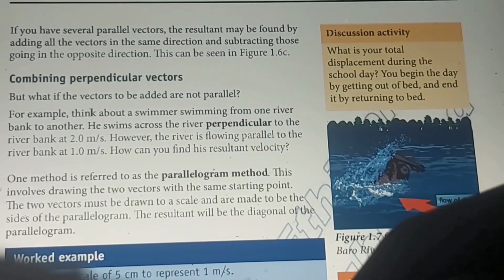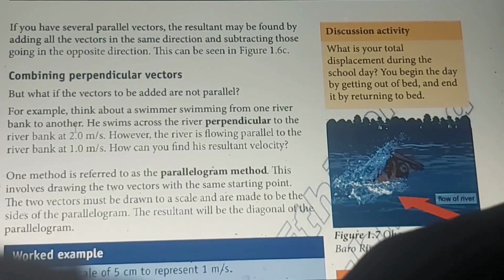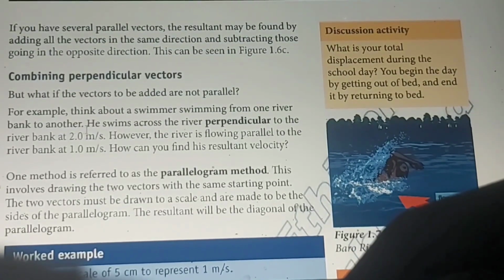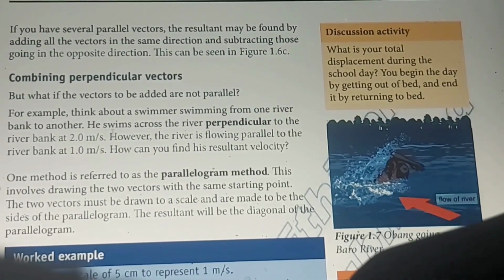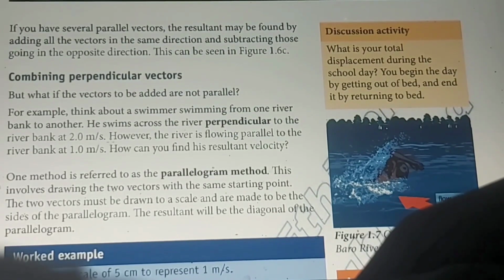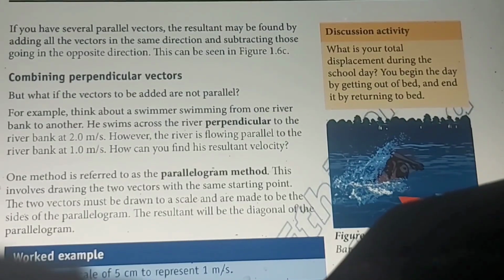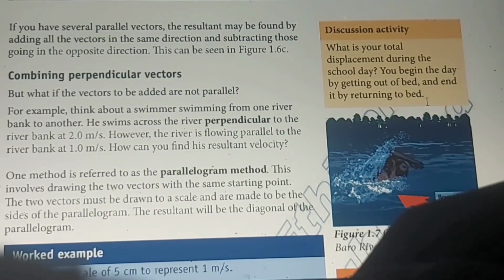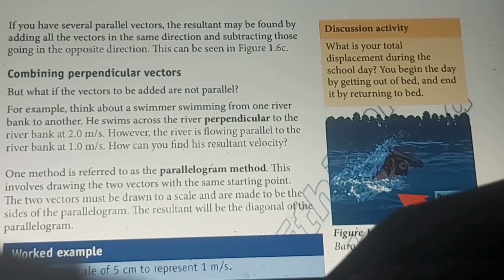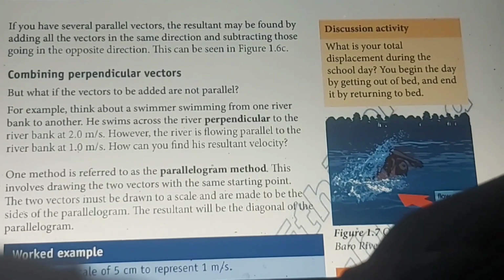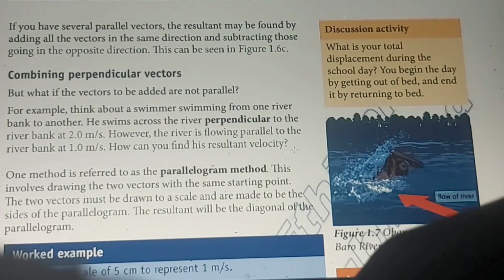Here it says the swimmer is swimming from one river bank to another bank of the river. He swims across the river perpendicular to the river bank at 2 meters per second. This man is moving at 2 meters per second from one bank of the river to another. However, the river is flowing parallel to the river bank at 1 meter per second. How can you find this resultant velocity?